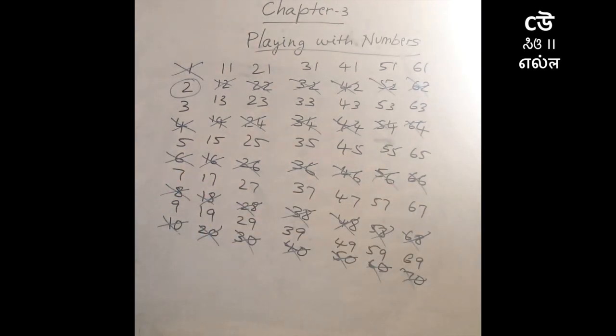First you'll cross out 1, because 1 is neither a prime number nor a composite number. Next, you will cross out all multiples of 2 except 2. 2 you have to circle. You have to cross out all multiples of 2.